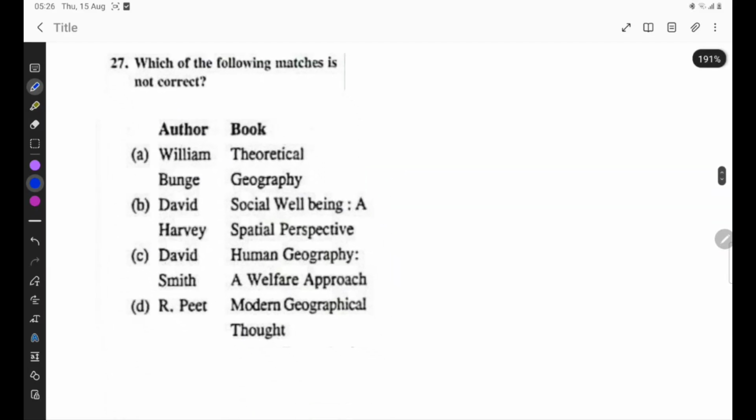Next we have to match author and books. Again, these are factual kind of questions. Which is not correct? See, David Harvey, this option is not correct.